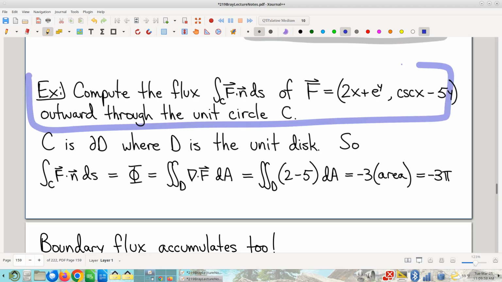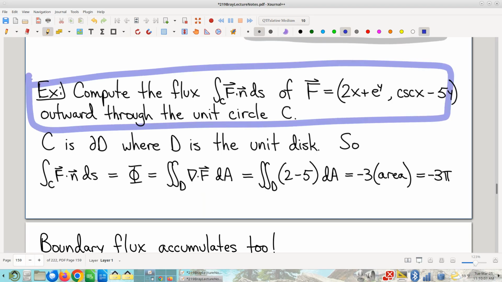Here is a question. Here's a computation we want to do. It says we want to compute flux. By the way, the word boundary isn't used in this example, but just don't forget, in general, when you see the word boundary in reference to flux, that means outward oriented. That's the standard convention. Here I specifically say it, that this curve is oriented outward through the unit circle.